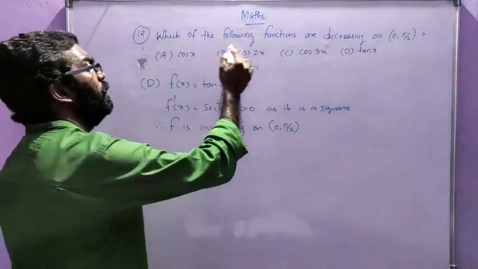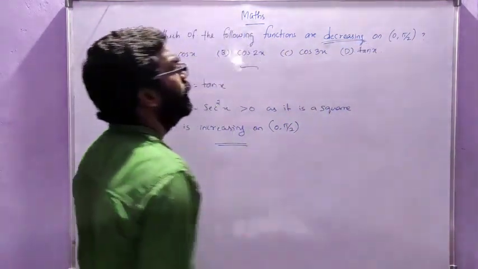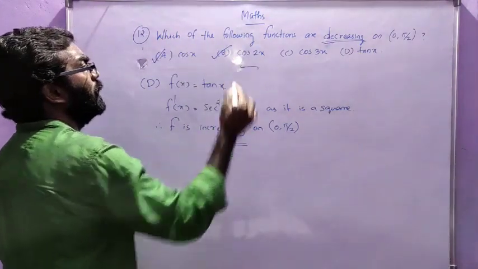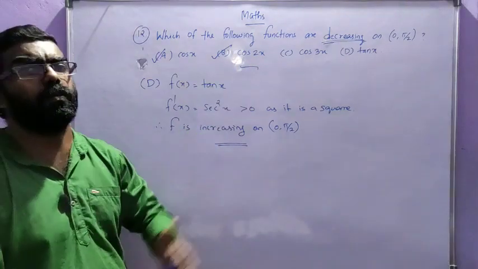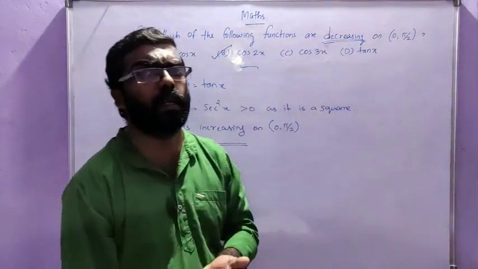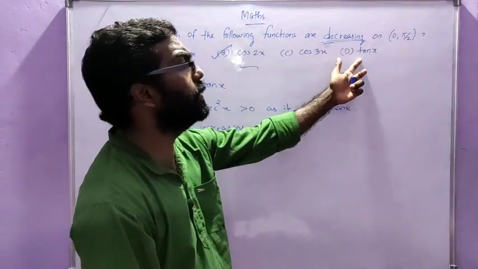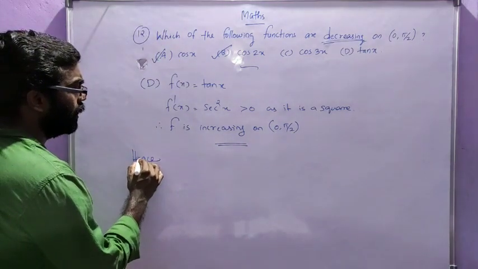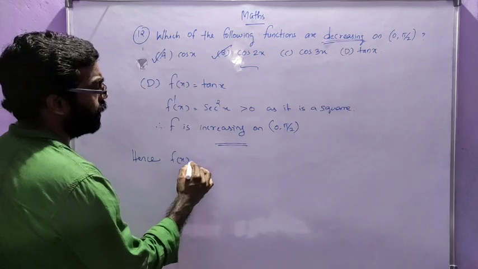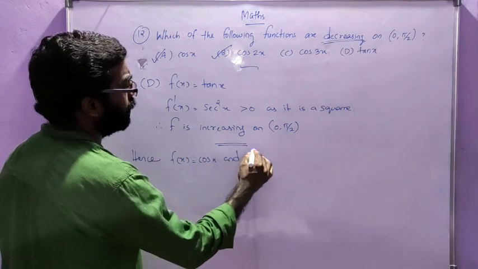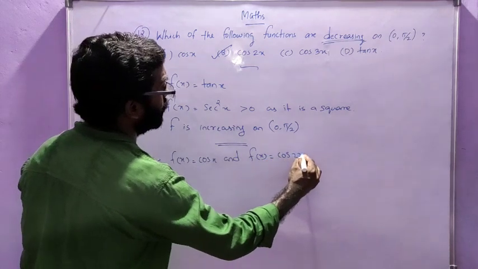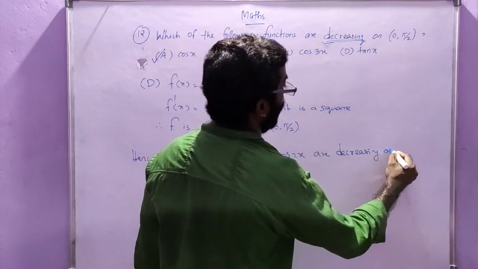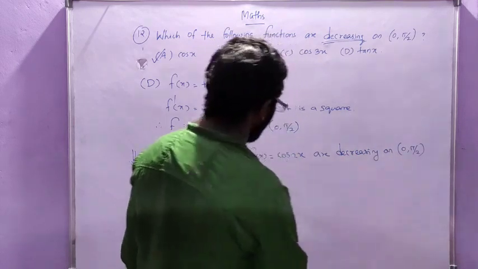Our question is, which of the following functions are decreasing on 0 comma pi by 2? Here we got a and b, that means cos x and cos 2x are decreasing on 0 pi by 2, and cos 3x is neither increasing nor decreasing on 0 pi by 2, and tan x is increasing on 0 comma pi by 2. So hence we can conclude, f of x is equal to cos x and f of x is equal to cos 2x are decreasing on open interval 0 comma pi by 2.